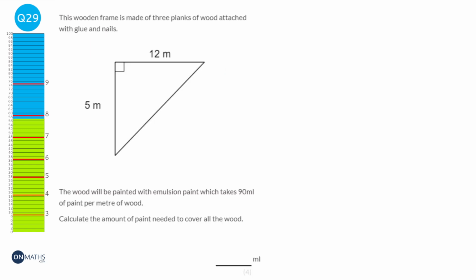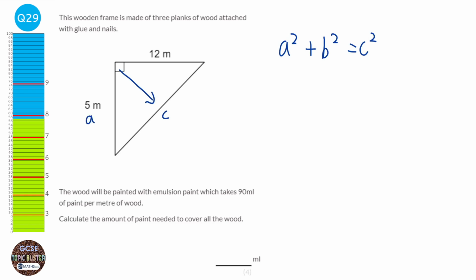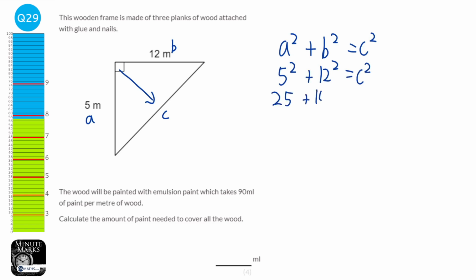In this question we have a right angle triangle and we know two of the sides and we're looking for the third one. So that screams to me Pythagoras. Pythagoras is a squared plus b squared equals c squared, with c squared being the hypotenuse. The hypotenuse is the one opposite the right angle, so this is going to be c. And we'll label the other ones a and b, it doesn't matter which way around they go. So a is 5, so it'd be 5 squared plus 12 squared equals c squared. 5 squared is 25, 12 squared is 144. And so 25 plus 144 is 169.